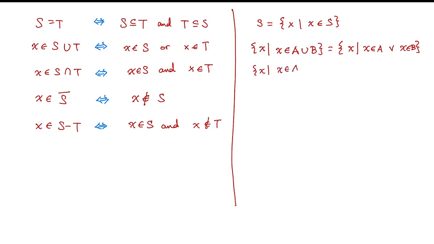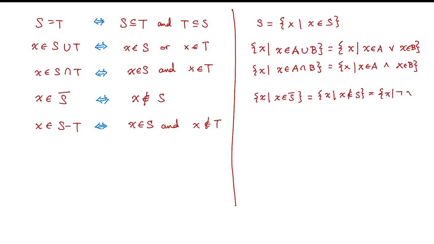Same thing if you have X in A intersect B, then you will have the element where X is in A and the conjunction X is in B. Now, if you have X in the S complement, then you can write it as X is not in S. So this is one way you can write it, or we know about negation, right? So this is also the same as negation of X in S. So here you have X is in S and then you negate it. So this means X is not in S.